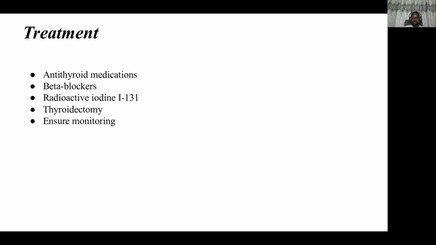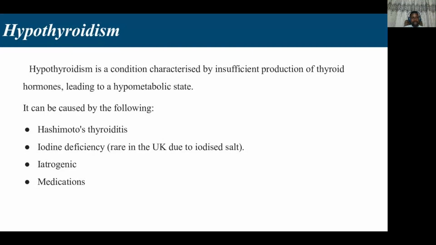If it's working, you know, okay, you're making progress. If it's not working, you actually have to switch medications. Now, moving on to hypothyroidism. Hypothyroidism is a condition characterized by insufficient production of thyroid hormones, leading to a hypometabolic state. As a recap, we saw that hyperthyroidism leads to a hypermetabolic state.